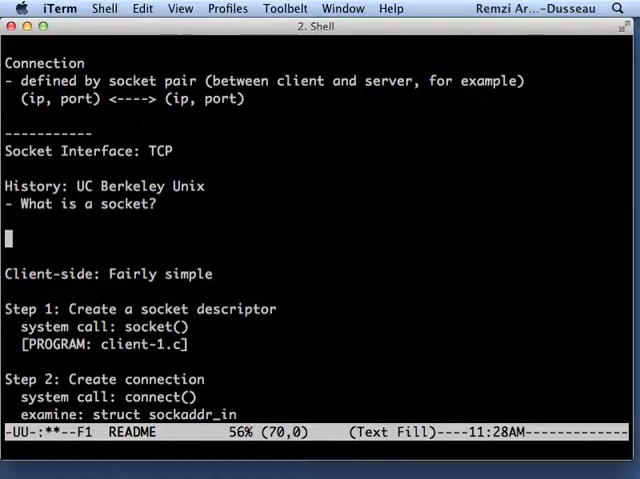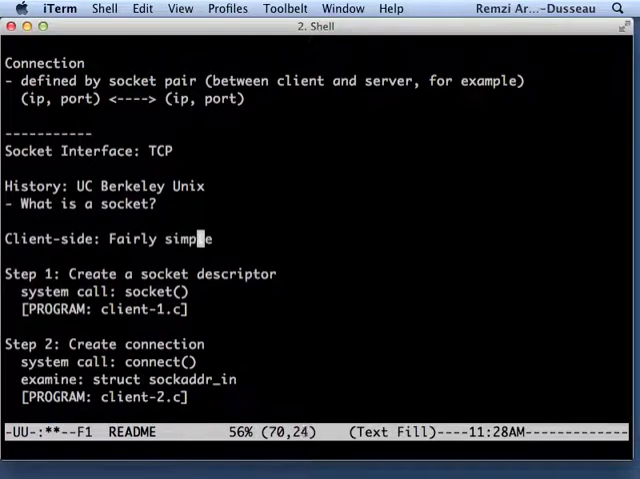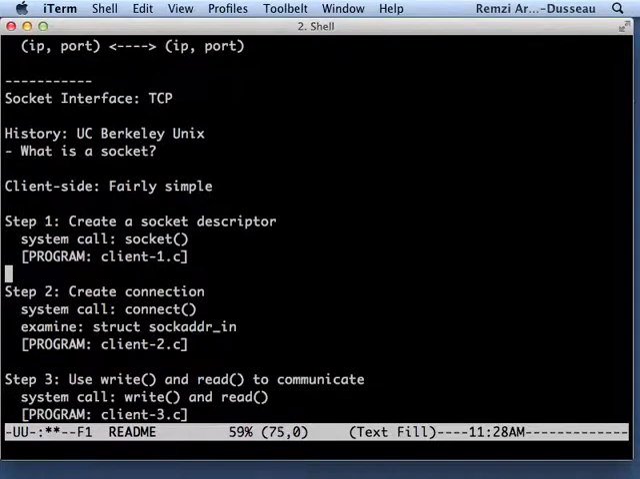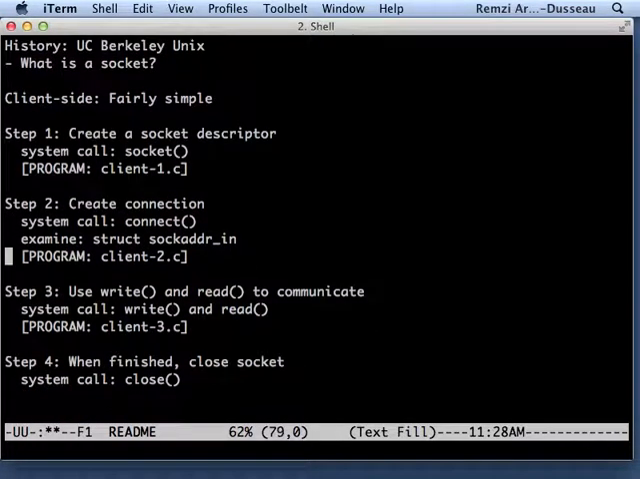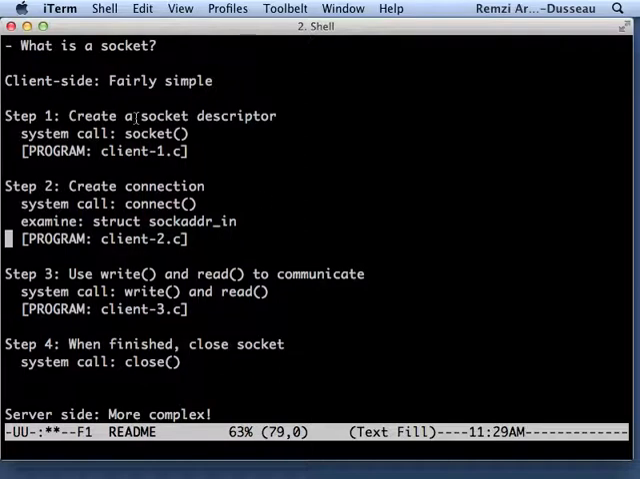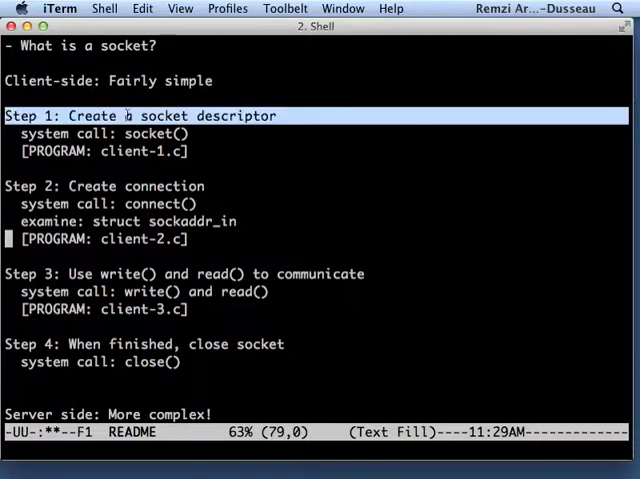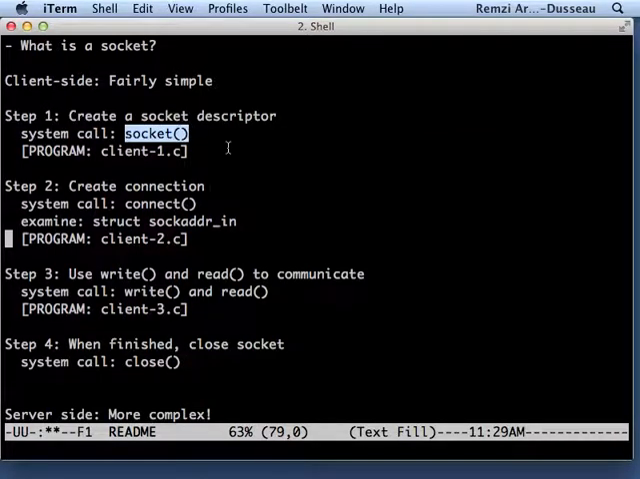In general, the client side, I guess I wrote this already here, the client side is fairly simple, whereas the server side is going to be more complicated. So let's look at the whole, let me just move this down a second here. This is really the whole client-side things you have to do in order to communicate. The step one here is you create one of these sockets, and you do that with the appropriately named socket system call. So you call into the operating system with something called socket that's going to create a socket descriptor, and we'll look at some code that does that.